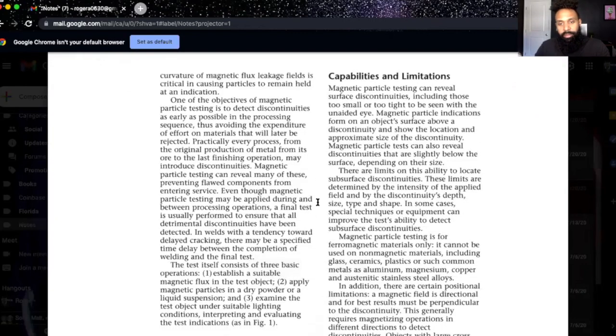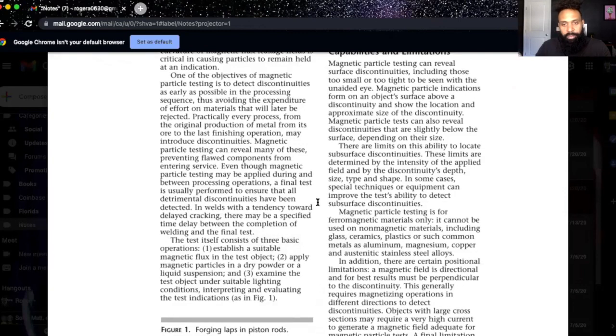There are limits on the ability to locate subsurface discontinuities. These limits are determined by the intensity of the applied field and by the discontinuity's depth, size, type, and shape. In some cases, special techniques or equipment can improve the test's ability to detect subsurface discontinuities.